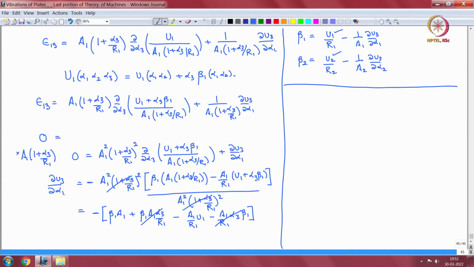Now, a further simplification we are going to do under the assumption that we are going to work with thin shells is that wherever we have alpha 3 by R1 or alpha 3 by R2, we will consider this to be much smaller than 1.